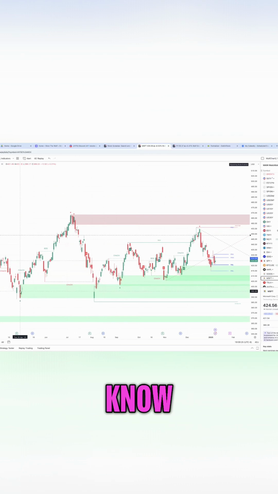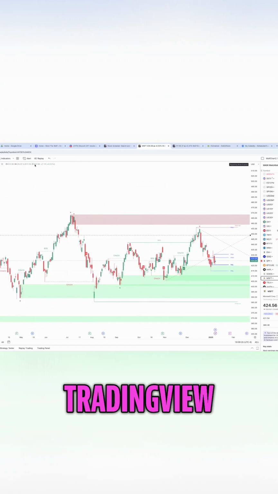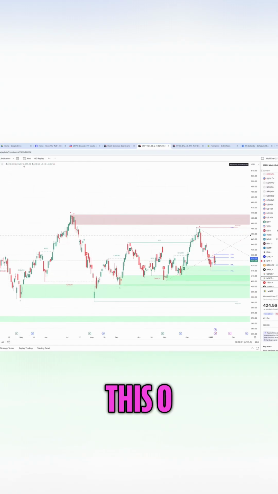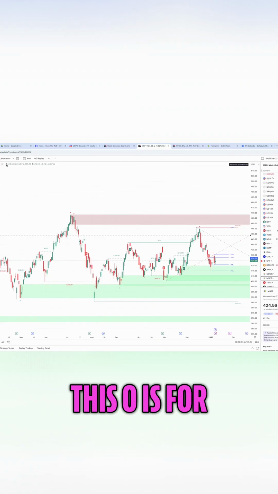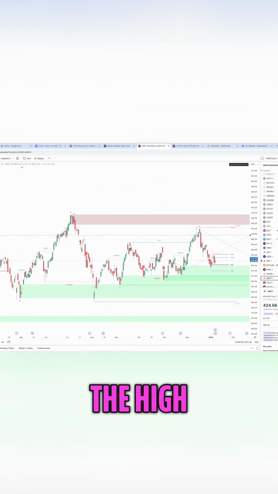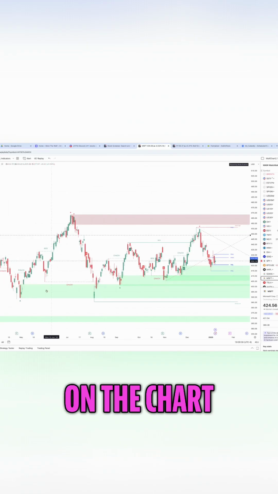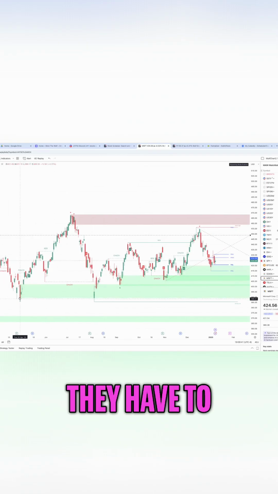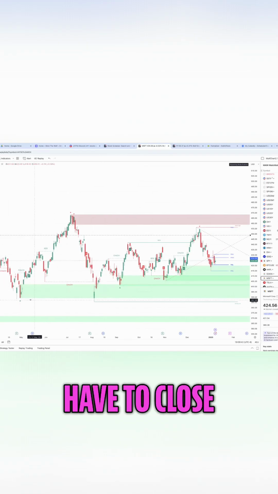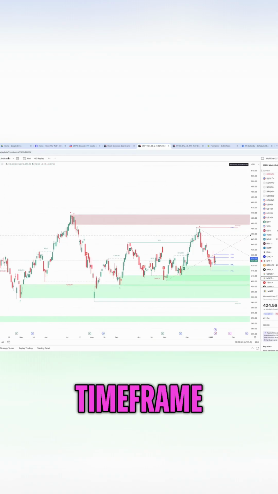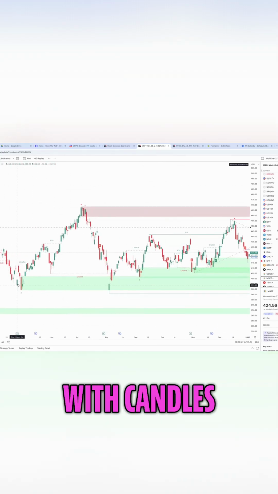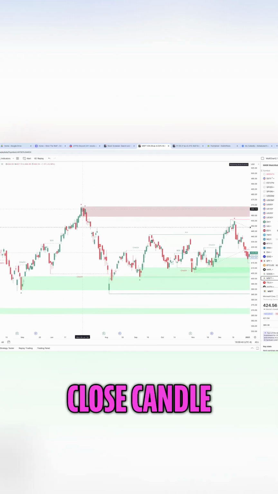And the reason I know what range they bought it in is because at the top of Trading View, they have this OHLC. This O is for the open, the high, the low, and the close. So each one of these candles on the chart, they have to open and they have to close. And it's based off which time frame they're on, right? So are you familiar with candles opening? What do I mean by open and close candle?